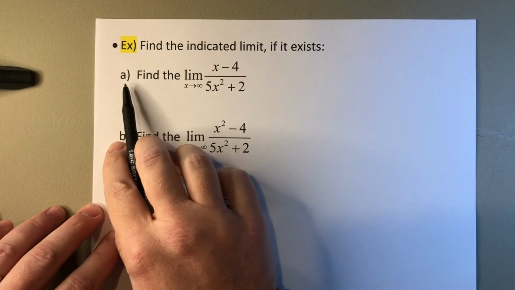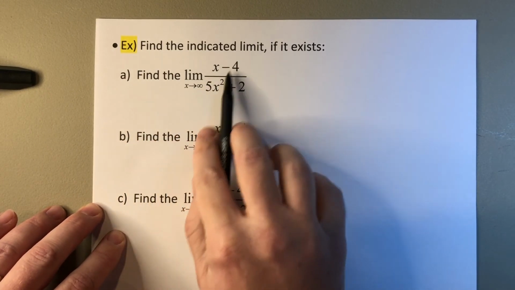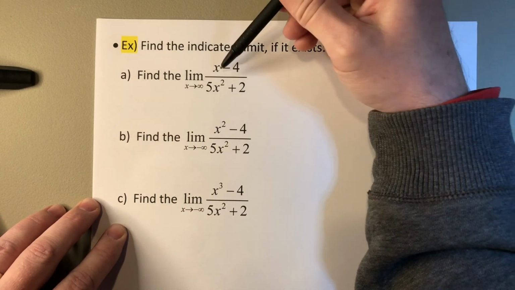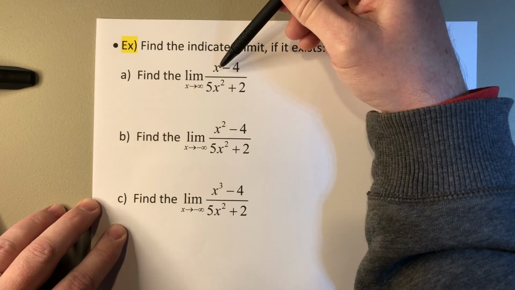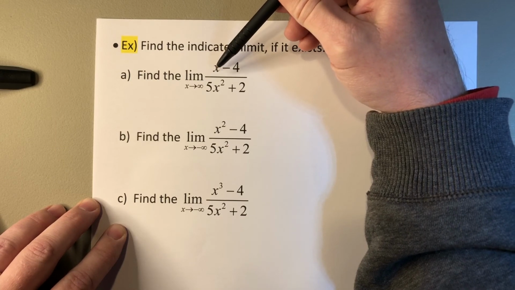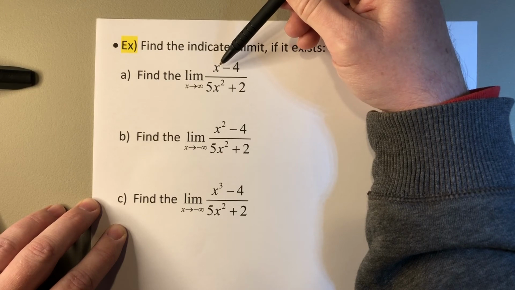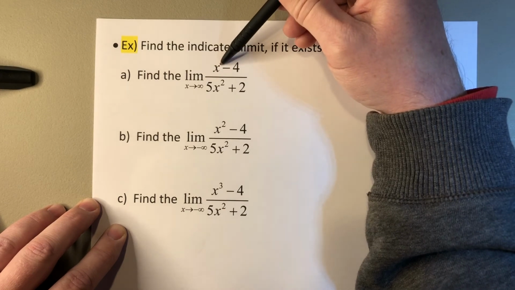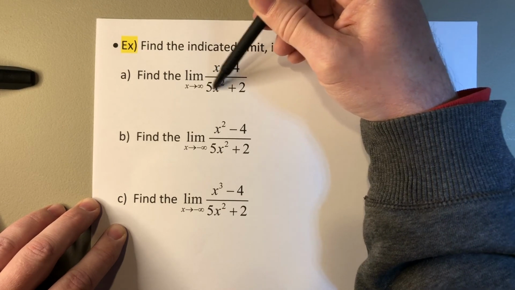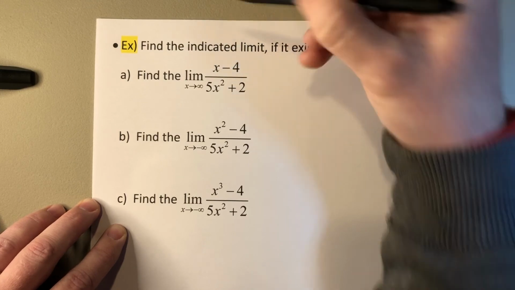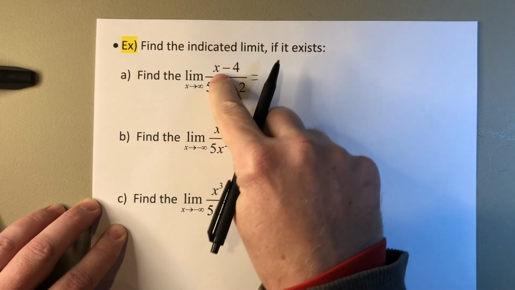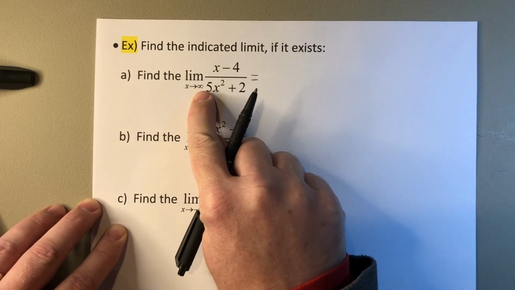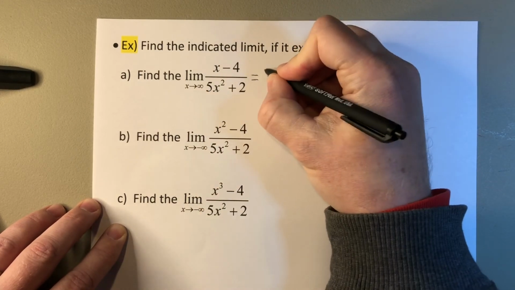Letter A, find the limit of this rational function as x approaches infinity. Well, determine the degree of the top. How do you do that? You look at the greatest exponent that base x is raised to, and whatever that greatest exponent is, that's the degree of the expression. So in this case, the degree is 1. And in the denominator, the degree is 2. So this is a situation in which the degree of the top is less than the degree of the bottom, and you're approaching plus or minus infinity. Therefore, the answer will be 0.